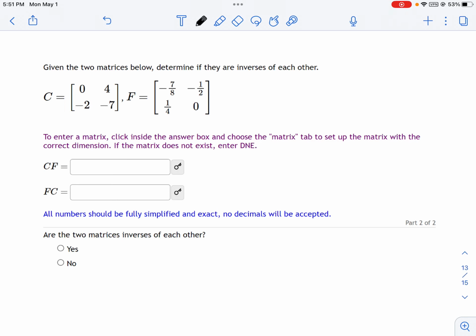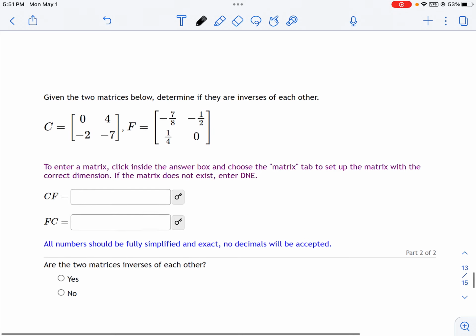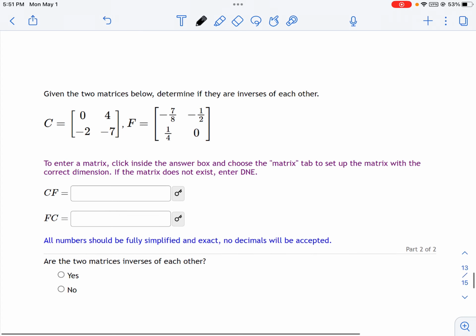So given the two matrices below, determine if they are inverses of each other. Alright, well how do you determine if something is an inverse of the other in matrices? It's kind of like how you get back to the identity matrix, or the identity element within the particular system.